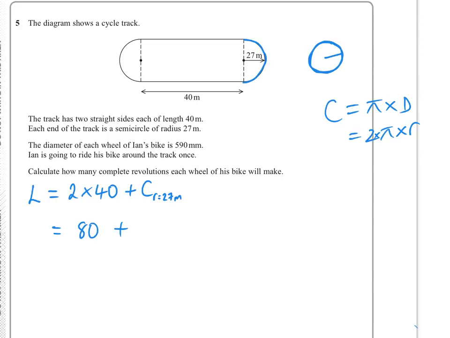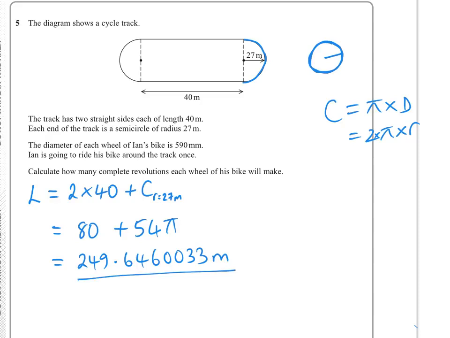So that's easy enough, so we can get to that one quite quickly. So we'll do 2 times pi times the radius, and that would give us 54 pi. Now I'm just going to put all of this into the calculator and get a nice decimal then. You don't have to write a decimal here, but I just think most of you would want to do that. So 249.6460033 metres. So that's the length of the entire track.